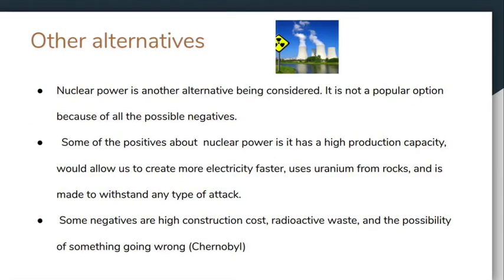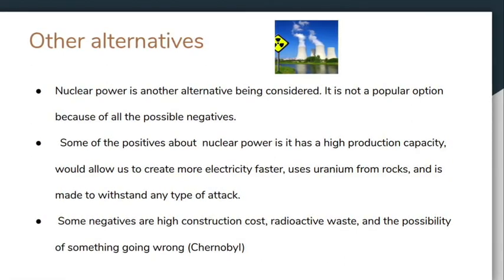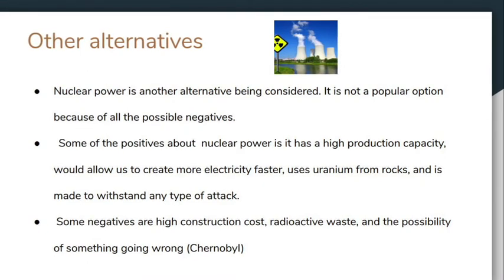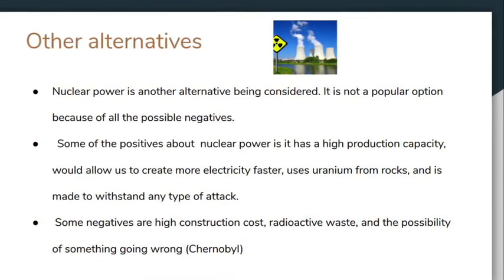Some negatives are high construction cost, radioactive waste, and the possibility of something going wrong, for example, Chernobyl.